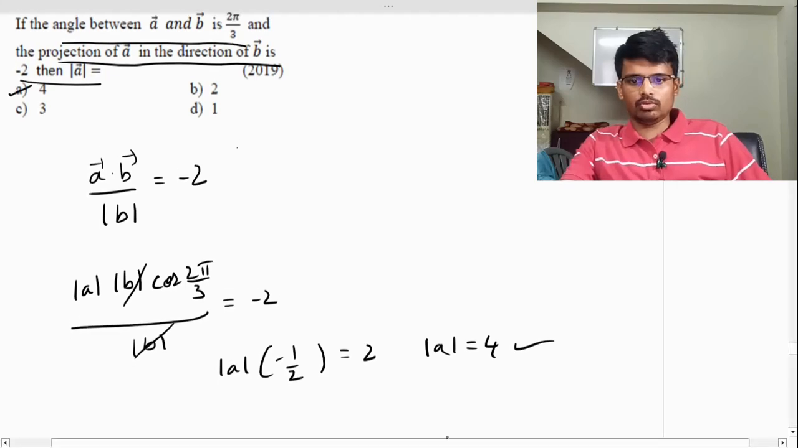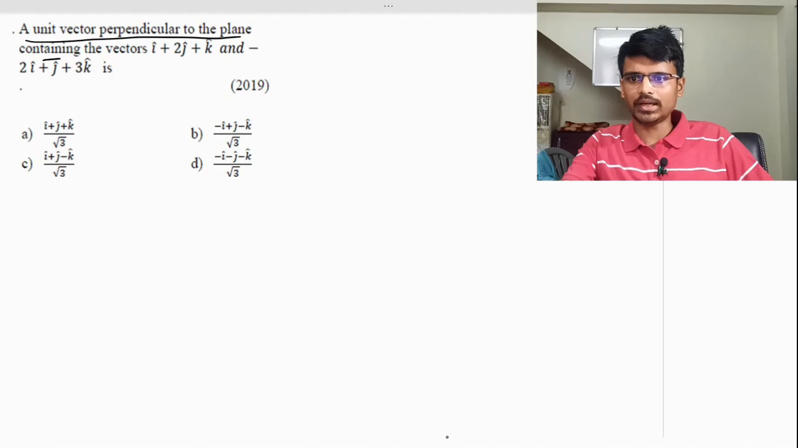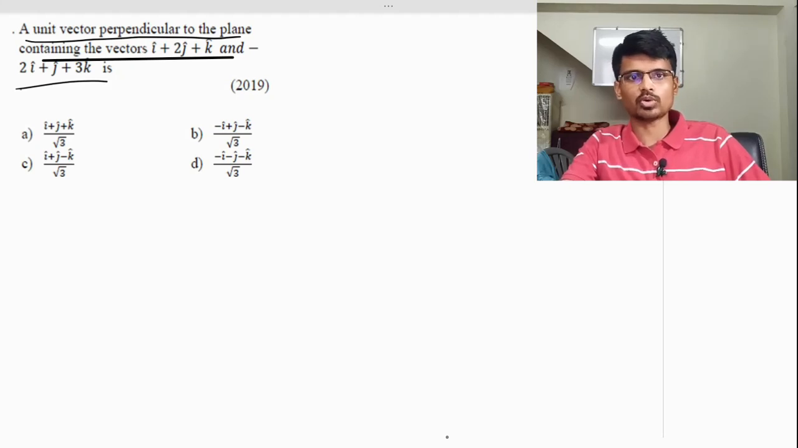Okay, let's move to the next question. What have we got? A unit vector perpendicular to the plane containing the vectors i cap plus 2j cap plus k cap and 2i cap minus 2i cap plus j cap plus 3k cap is. Okay, we have two vectors and we are asked to find a unit vector perpendicular to these two vectors. Here we will be using the cross product, because the cross product gives us a vector that is perpendicular to both the vectors.